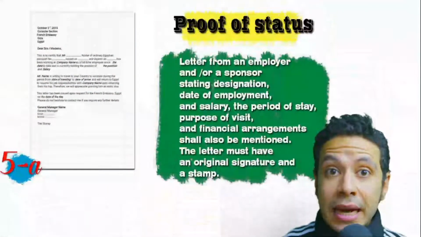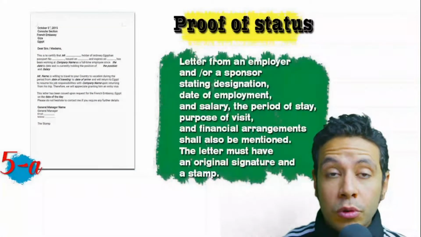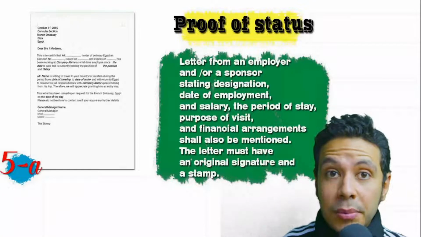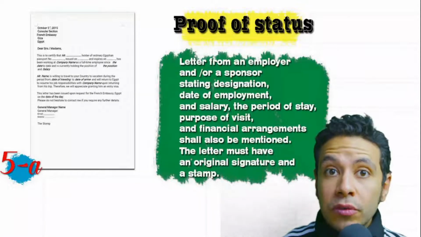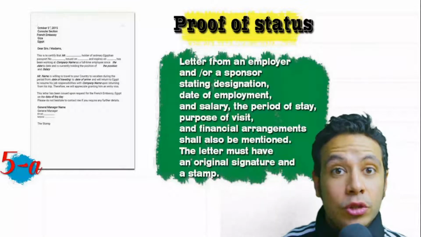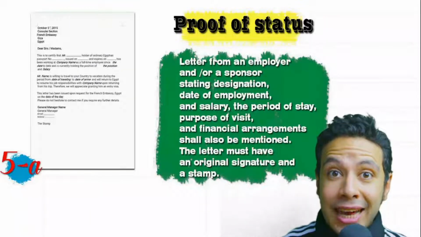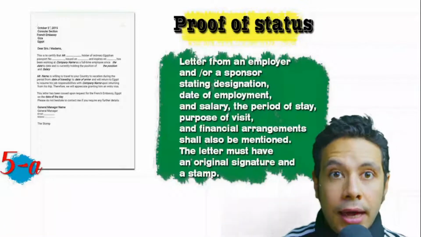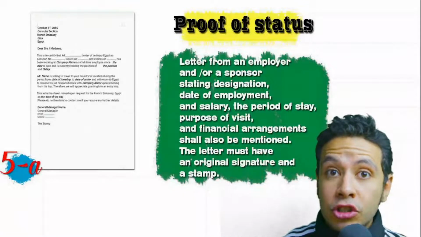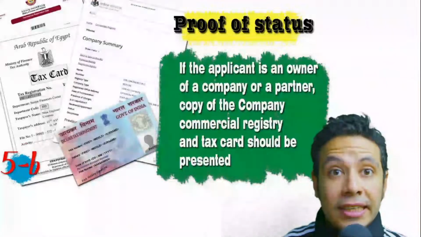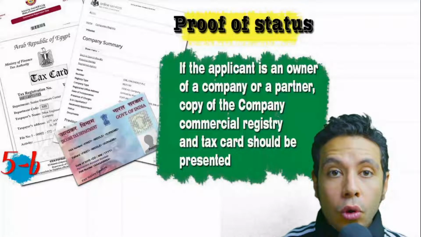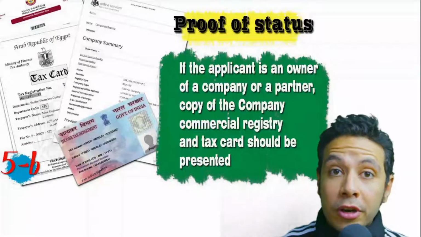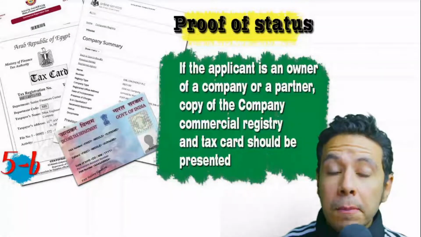In most visa application processes, you will be required to provide a proof of status. For example, if you are an employee, you will have to provide a letter from your employer or from your HR department mentioning your name, your work details, and your salary. And both the address and contact numbers should be mentioned in that letter. And all letters must have an original signature and a stamp. But in case you are the owner of the company or you run your own business, then your commercial registry and your tax card must be presented.